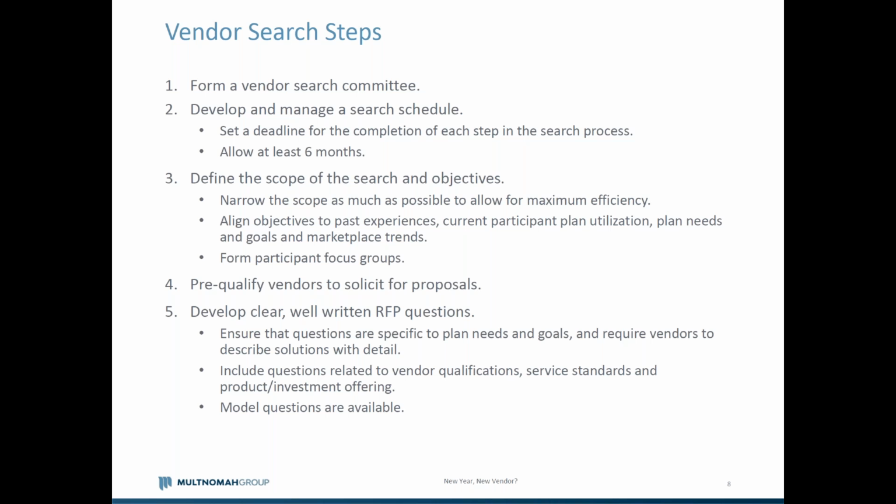Once you've formed the group that's going to be responsible for this process, the first thing is to develop and manage a search schedule. Setting a deadline for each step in the process, I typically recommend that clients work backwards, so figure out when the ideal time is to potentially implement a new vendor, and then work backwards in building out the timeline for each of the major steps, allowing, as I mentioned before, at least 6 months to complete that project, and potentially longer than that. And we can talk about where we see the greatest areas where the timing of that project could flex. But in some cases, it could be an 8, 9, even 12-month process to conduct the search.